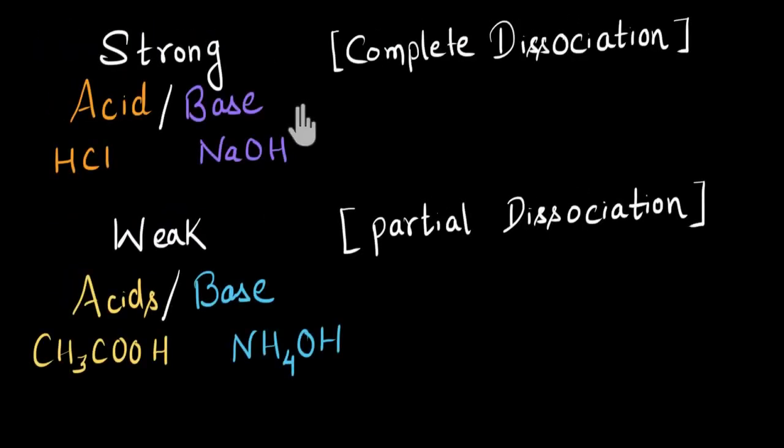In this video we saw that strong acids and bases undergo complete dissociation, meaning all their molecules will dissociate to give us ions, H+ ions and OH- ions, and that's why we will get a lot of them. Whereas weak acids and bases undergo partial dissociation, meaning only a few molecules of theirs will dissociate to give us H+ ions and OH- ions. And that's why we will have very few of them. And we also saw their examples.